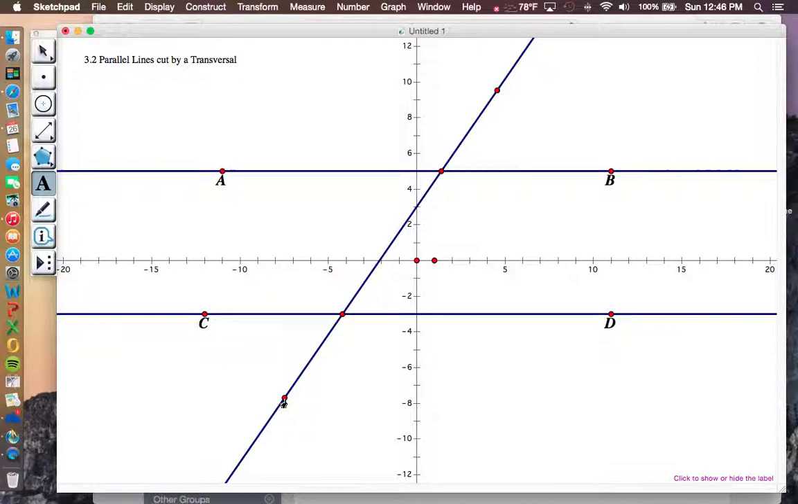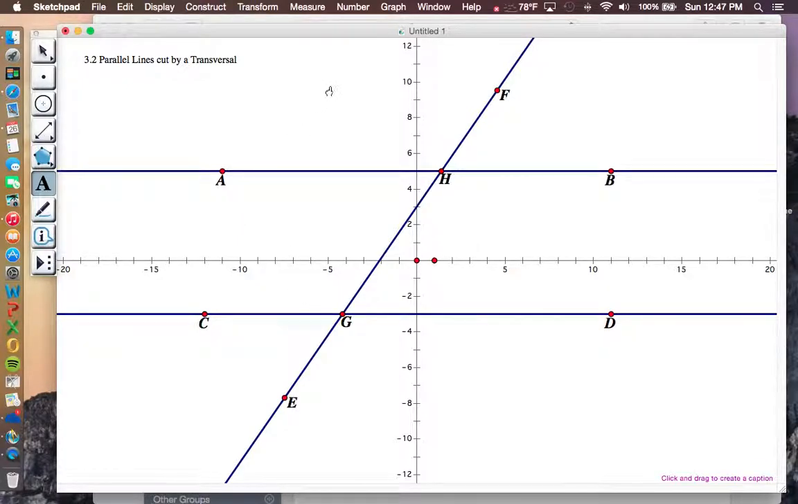Now I have this other line here, EF, okay? And EF is my transversal, okay? It's just cutting these two parallel lines. And I want to note that we have an intersection point of CD and EF at point G, and then I have an intersection of those lines for EF and AB at point H. Now what I want to do is I'm going to measure all of these different angles that are formed, and we're going to look at the relationships between those.